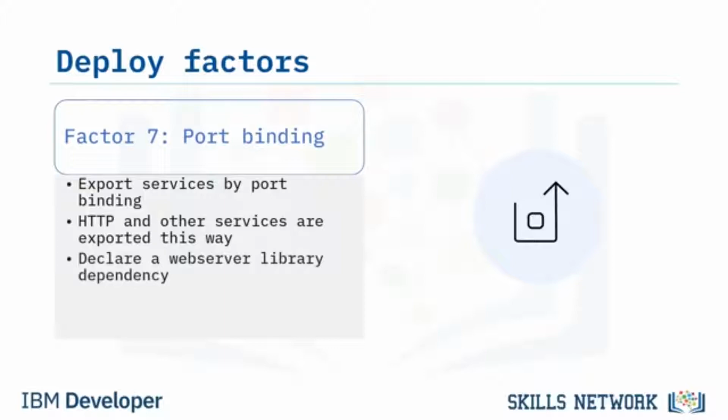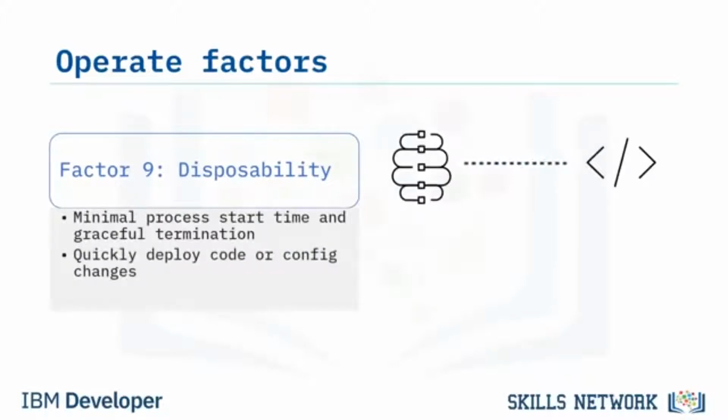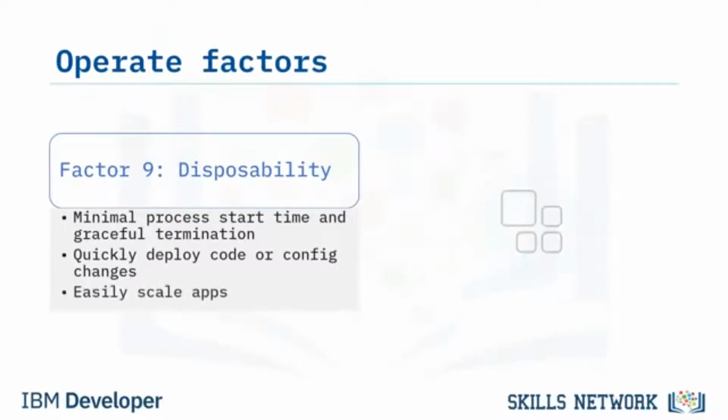Subsequently, because these apps are accessible via a URL, these apps can become backing services for other apps. Factor 9. Disposability specifies that application processes require minimal startup time and should end gracefully when terminated. Quick startup lets us quickly deploy changes to code or config. We can also easily scale apps because new deploys start quickly.